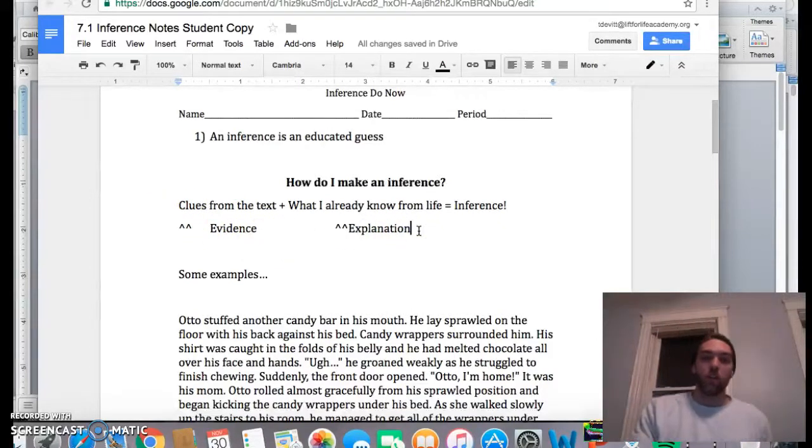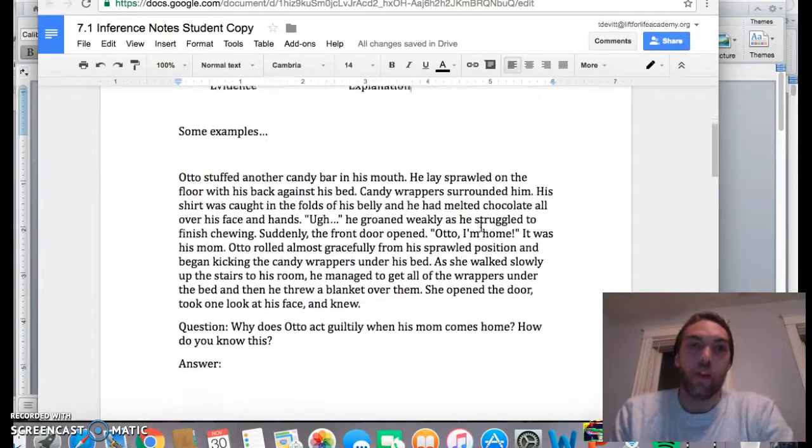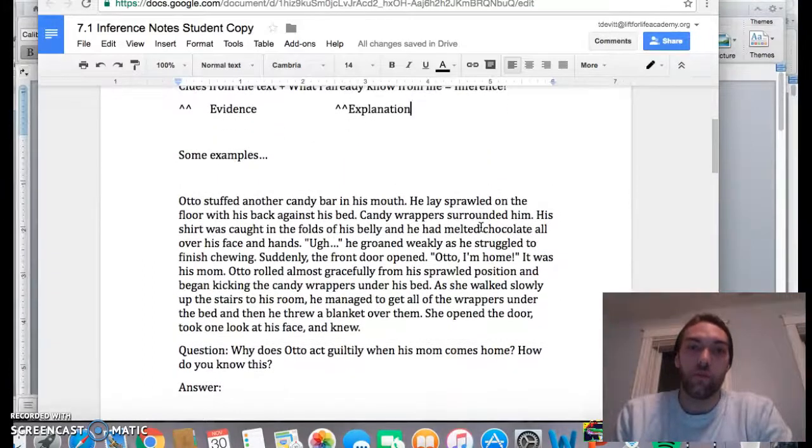So just think about this for a second. Look at what this means. This will help you understand why you answer the way that you do. And what we struggle with most is a good explanation. This will show you why you have it and how to make it really good. It's really just explaining how that clue from the text taught you and informed what your inference, your educated guess, would be. Okay, so let's look at an example.